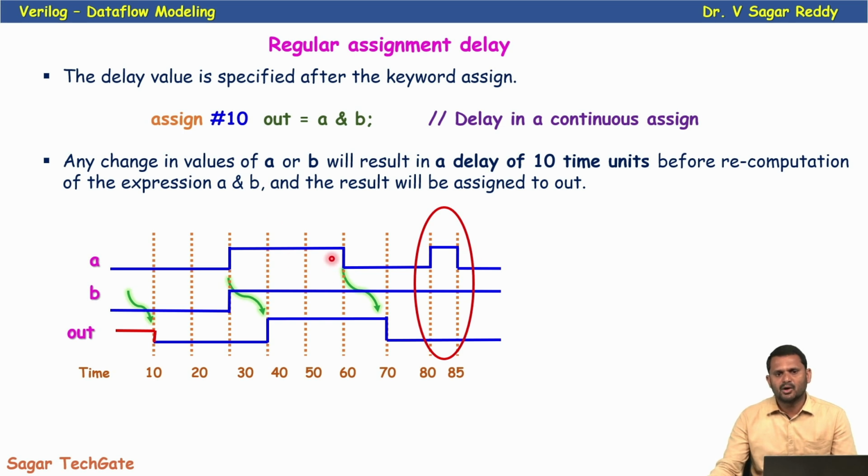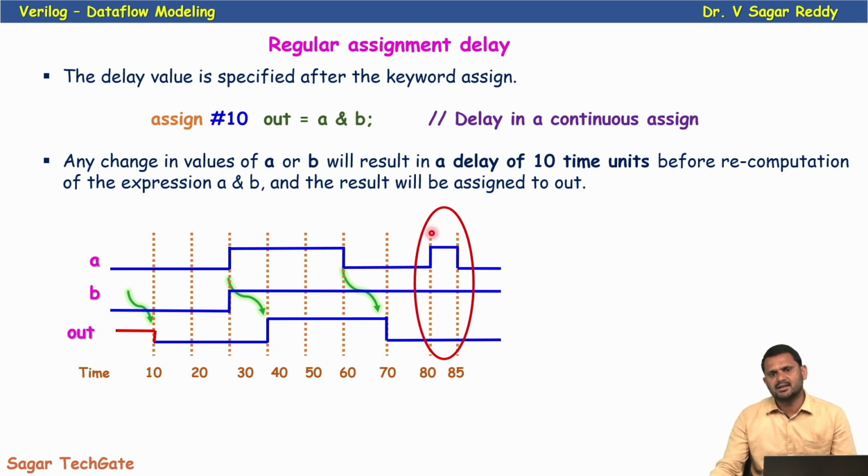Now see here, A changes at time unit 60. B is the same. After the 10 time unit delay, it evaluates. A is 0 and B is 1, so we assign 0 to out after the 10 time units delay.